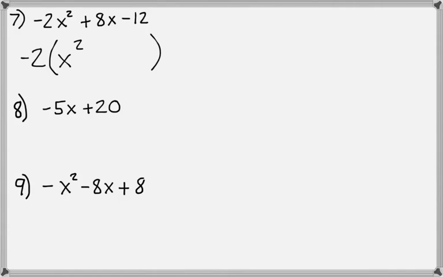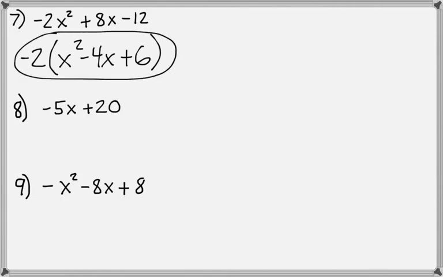Now positive 8 divided by negative 2 is negative 4. Negative 12 divided by negative 2 is a positive 6. So that would be our answer. Again, if you wanted to check your work, you could redistribute that and you should get back to where you started.